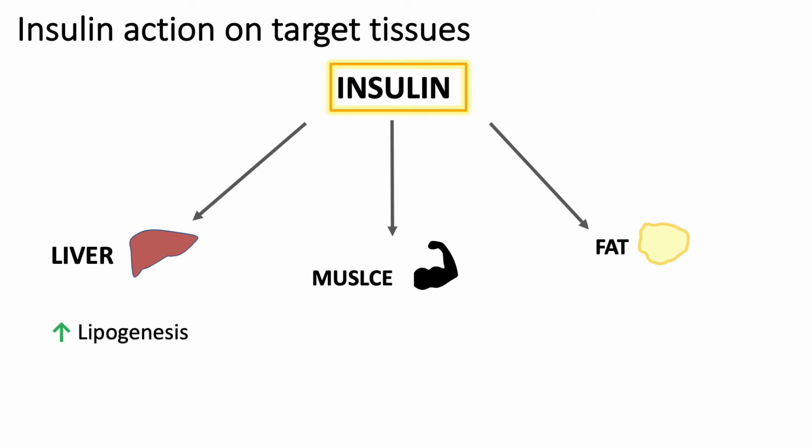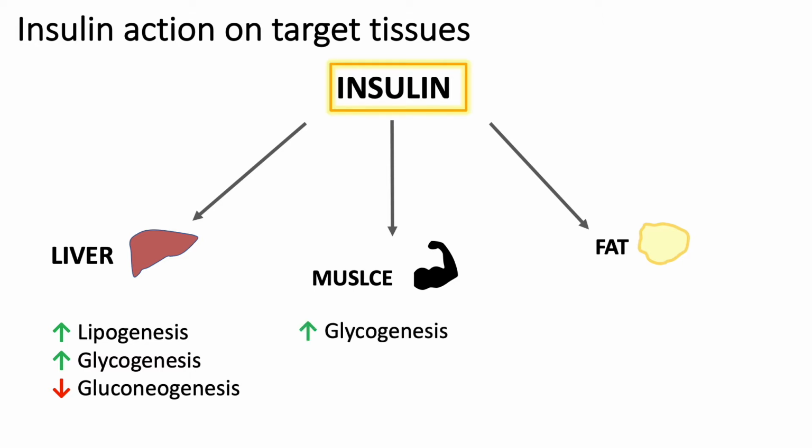So in the liver, it's going to increase lipogenesis, so lipid production. Next, it's also going to cause glycogenesis, so increase in glycogen production, which is the storage form of glucose, and also decrease gluconeogenesis, so decrease production of glucose.